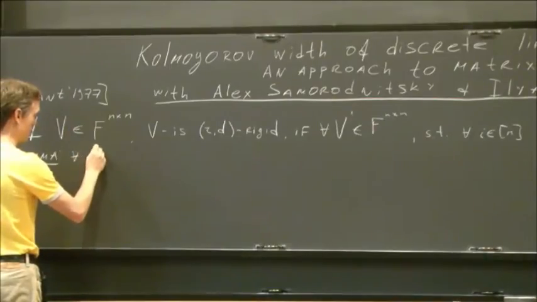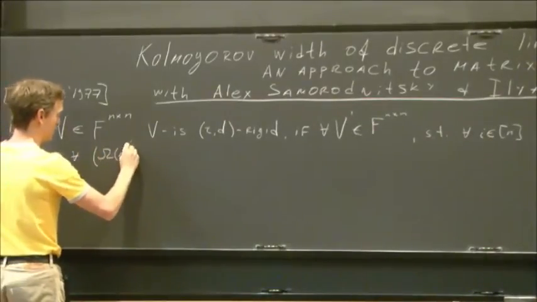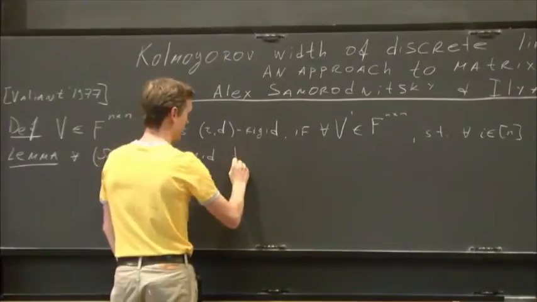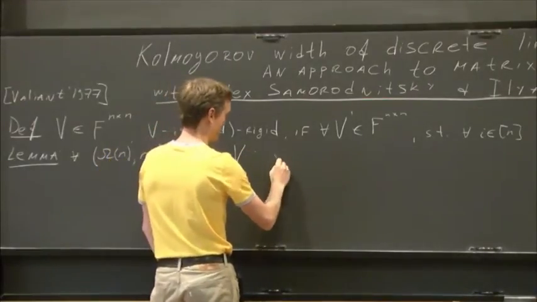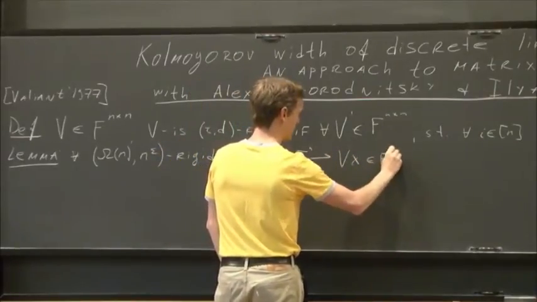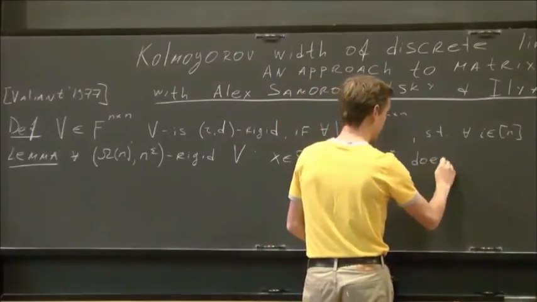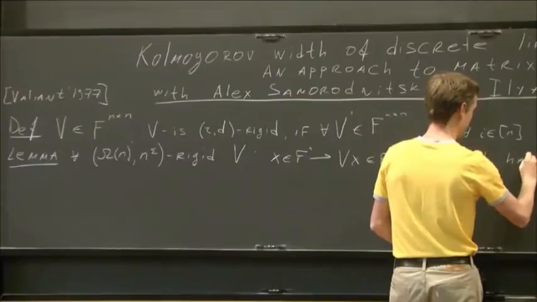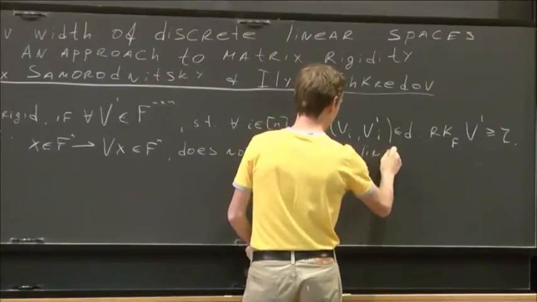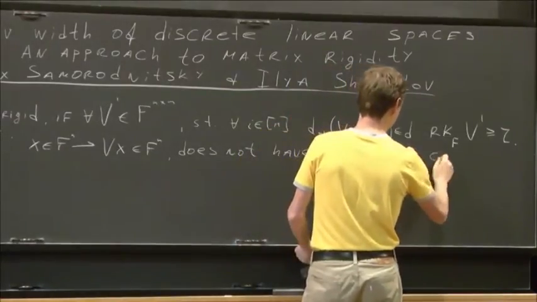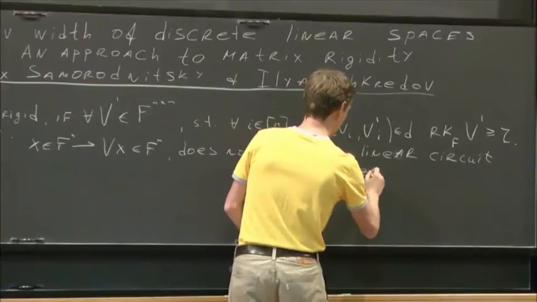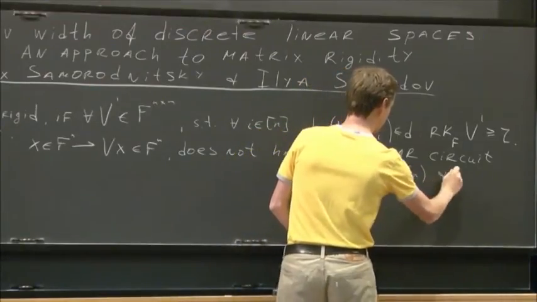For any, let's say, omega n, n to the epsilon rigid matrix V, the linear transformation that takes x in F to the n and maps it to V times x, also in F to the n, does not have a linear circuit of linear size and logarithmic depth.